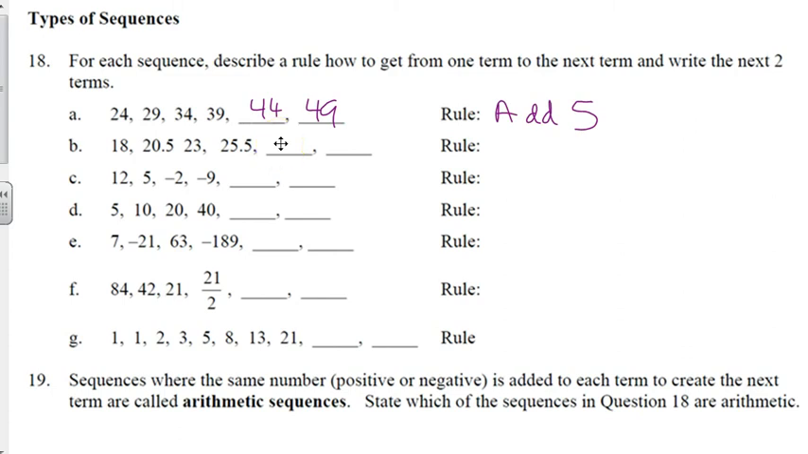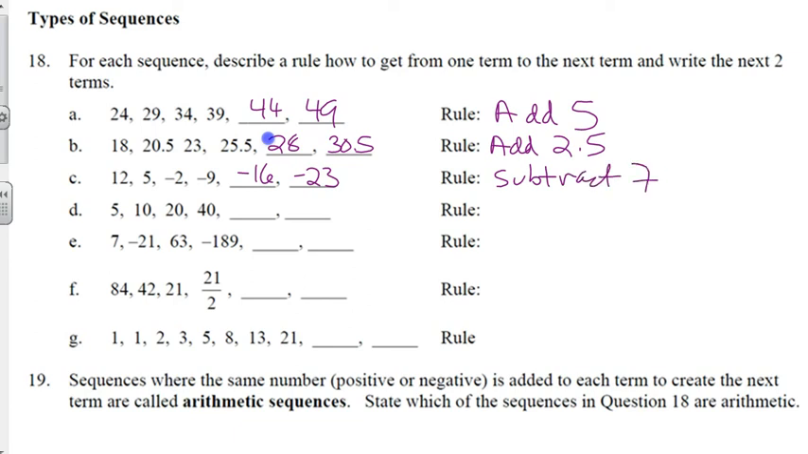18, 20.5, 23, 25 and a half, what's next? 28, and 30.5. What's the rule? Add 2.5. 12, 5, negative 2, negative 9, negative 16. So subtract 7. 5, 10, 20, 40, 80. And what's after 80? How do you get to the next term? Multiply by 2.